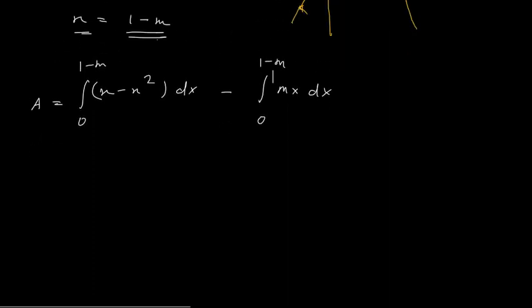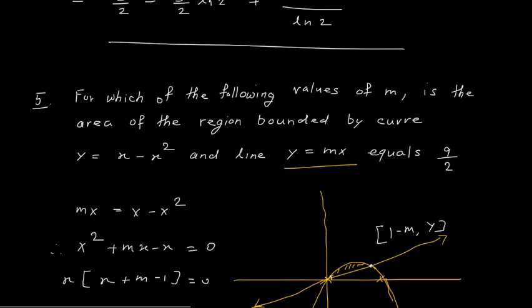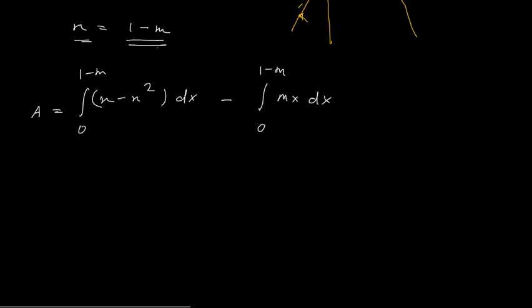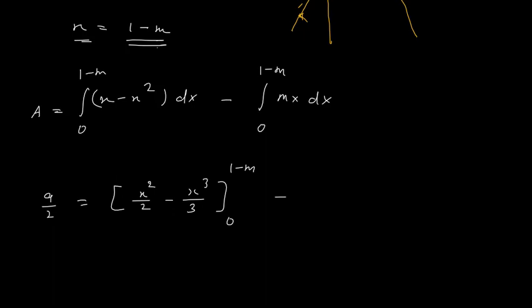The area is given, as we can see here, equal to 9 by 2. So, in place of area we will put 9 upon 2. Now here we integrate. So, x will become x square upon 2 minus x cube upon 3, the limit 0 to 1 minus m, minus, here I will take m common, x square upon 2, limit 0 to 1 minus m.